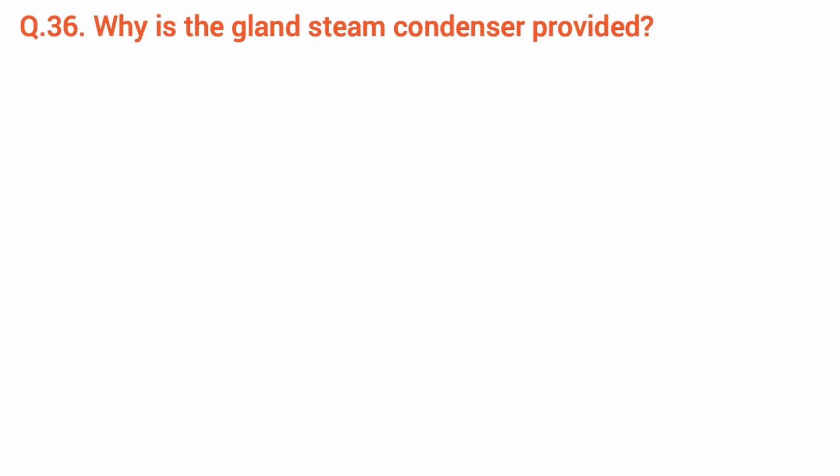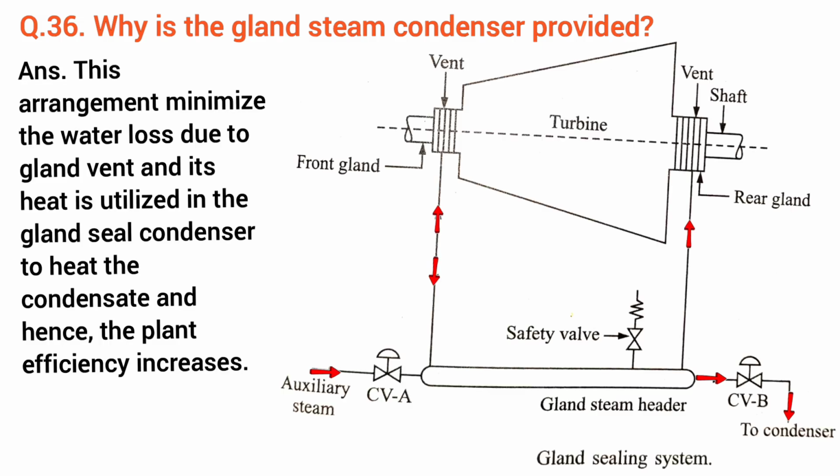Why is the gland steam condenser provided? This arrangement minimizes the water loss due to gland vent, and its heat is utilized in the gland seal condenser to heat the condensate, and hence the plant efficiency increases.